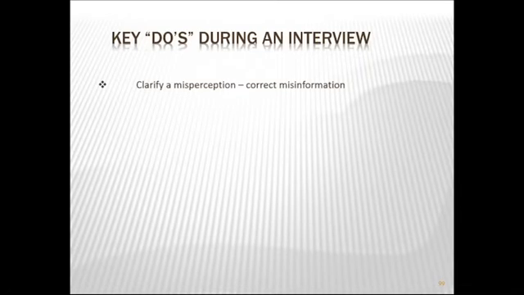Very often they'll say, okay, this was misinformation, I apologize, but you just don't want them to walk away thinking that whatever information they've asked about is correct. So clarify it if you can, if there is a mistake.